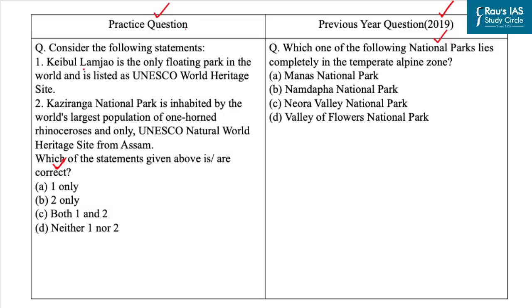The first statement is Keibul Lamjao is the only floating park in the world and is listed as UNESCO World Heritage Site. Now Keibul Lamjao National Park is a national park in the Bishnupur district of the state of Manipur. It is the only floating park in the world. So this information is correct.